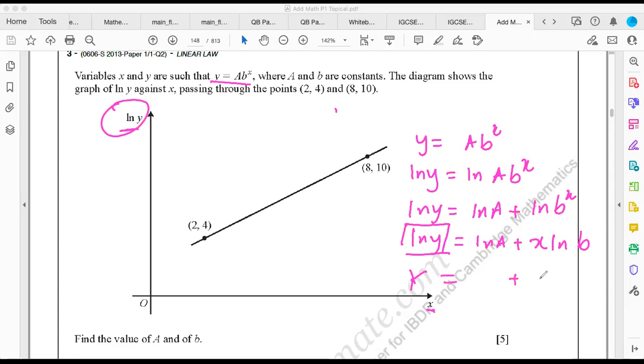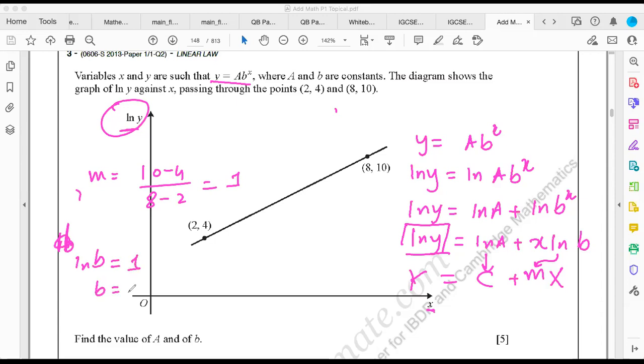So if you compare y equals mx plus c, here c is your ln a and m is nothing but ln b. The slope of the line is the m value, which here is 10 minus 4 upon 8 minus 2, which is nothing but 1. So ln b is your slope, which is 1. So that gives us b as e to the power 1.